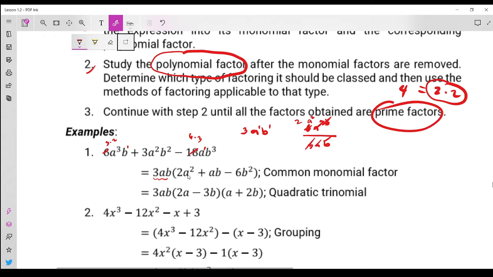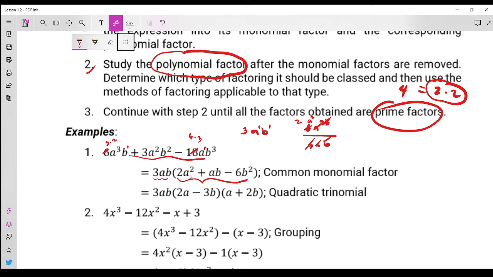Next, we factored out our first expression by common monomial factoring. Now, study the polynomial factor. Can we still factor this? If we're going to factor this one, we have to think what factoring we should classify this as. Take note that we have here 3 terms. If it has 3 terms, it's either a GQT or PST. If you can still remember, for trinomials we have general quadratic trinomial and perfect square trinomial.